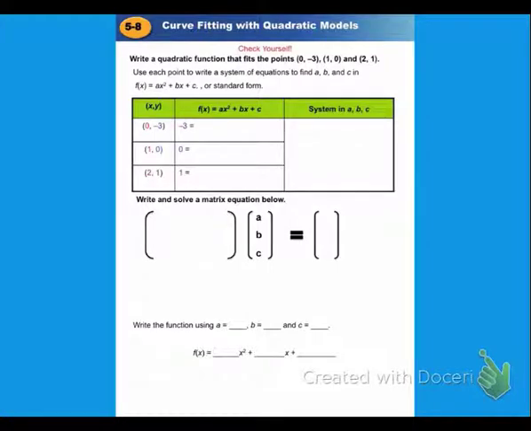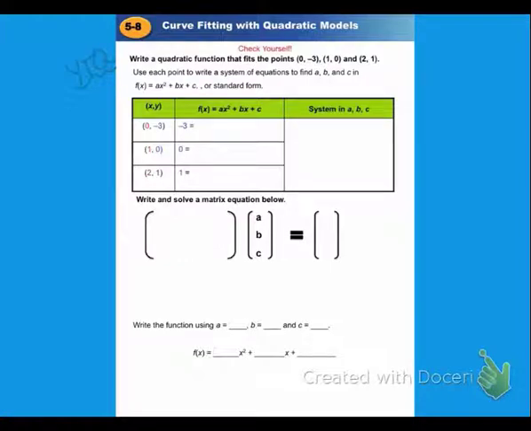So of course we're going to have a you-try question, and we're going to go through that same process we just did with that last example. What you want to do is take your ordered pairs. I've got a new set of ordered pairs: (0, -3), (1, 0), (2, 1), and you're going to substitute each of those into ax squared plus bx plus c equals y, or f of x is equal to ax squared plus bx plus c, and create an equation from each one of the ordered pairs that you can then translate into a matrix equation and solve.